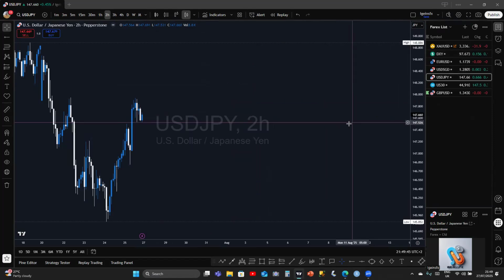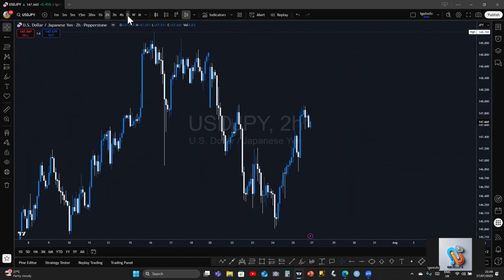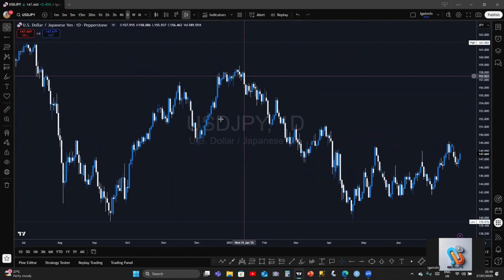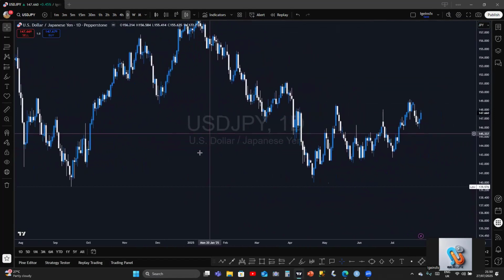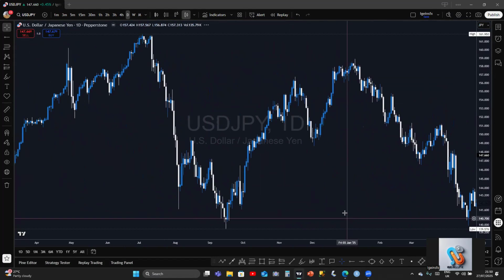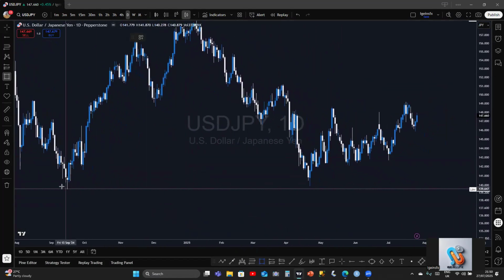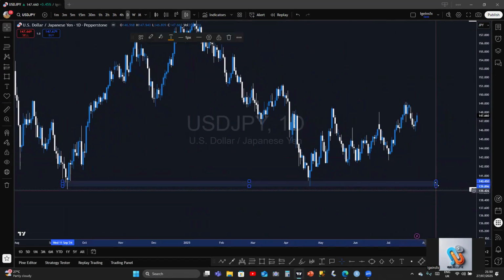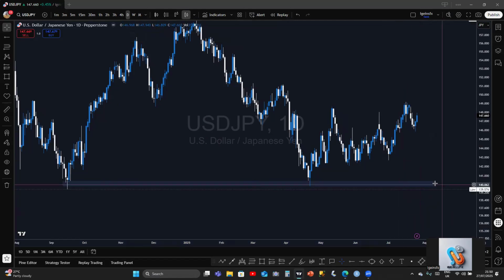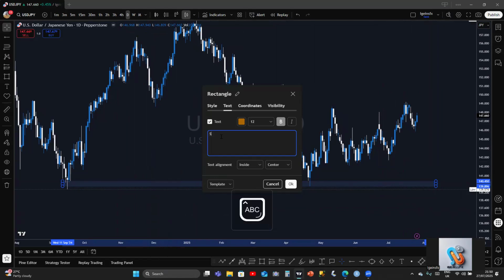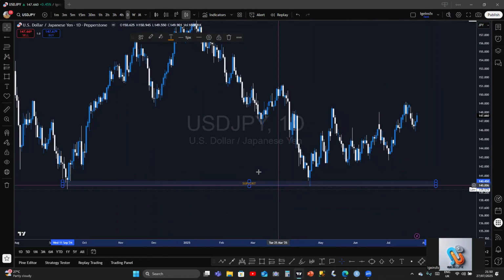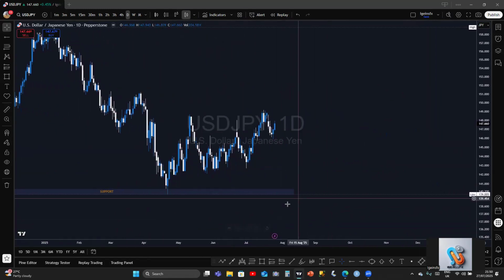Then the next is USD JPY. There's something very significant here that we should first notice. We have our support level here. Once you see something like that, you quickly mark it because it's relevant. This is a support level, then we have a resistance level here.